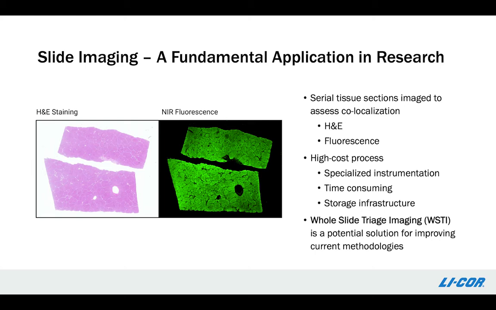So slide imaging is a fundamental application in the research lab. Tissue sections are commonly stained with H&E, and then for colocalization studies, sequential fluorescence sections will also be imaged and then overlaid with the H&E slide. This process, depending upon how you look at it, can be a costly endeavor. It requires specialized equipment, it's time-consuming, and it requires a sophisticated storage infrastructure for the resulting data. Given these current challenges, the concept of whole slide triage imaging offers a potential solution to improve the current technologies.